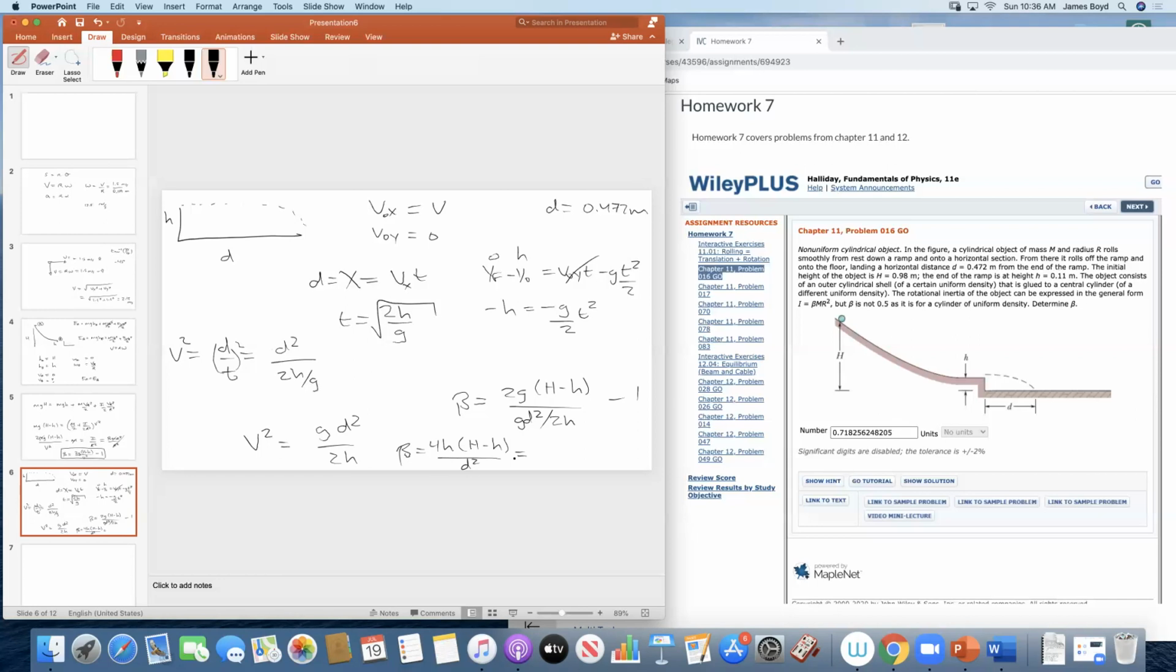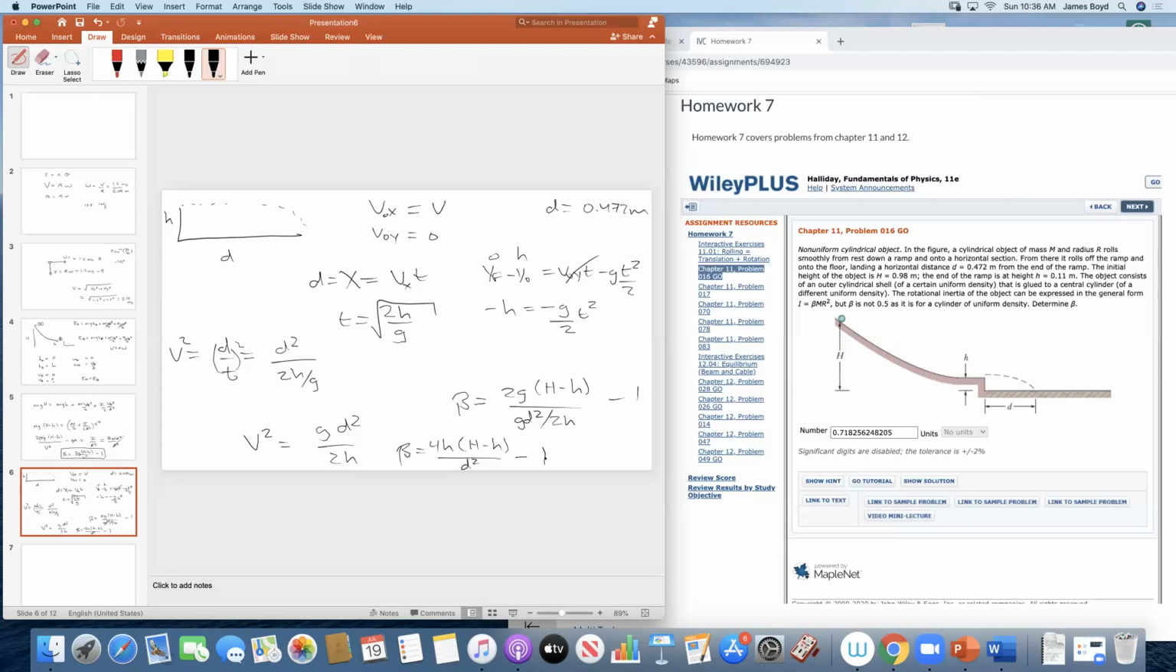little h is given as 0.11, 4 times 0.11 times big H was given as 0.98 minus 0.11. And then I'm going to divide that whole thing by 0.472 times 0.472. And then don't forget to subtract 1 from it, which I forgot right here. Don't do that. And what I get is 0.71825628482, which is exactly what they got.